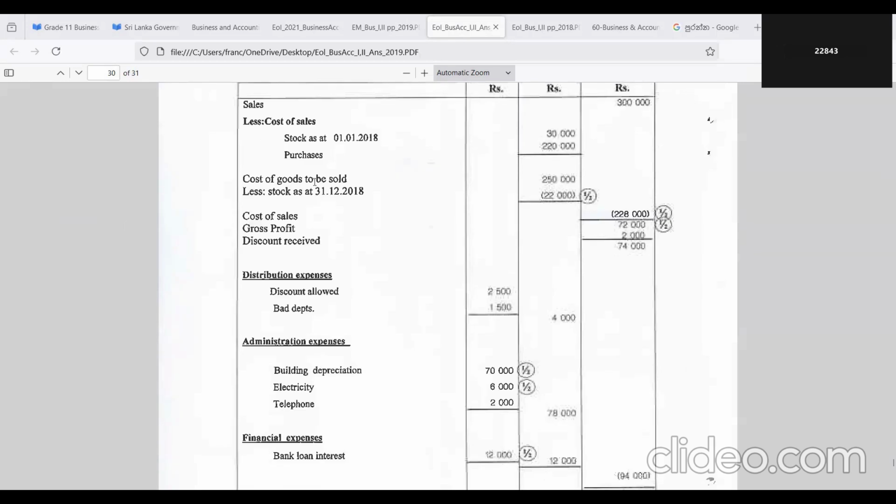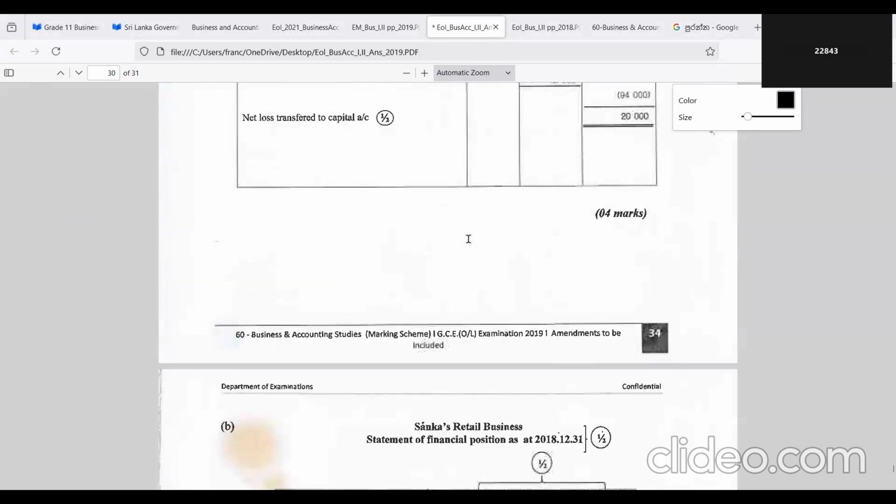Sales, cost of sale. So you have to draw the format: cost of sale, gross profit, other income. Now this format is a little bit different. You have to write other income here. Other income is missing. Other things are fine.